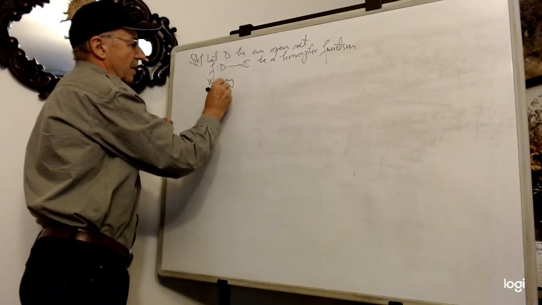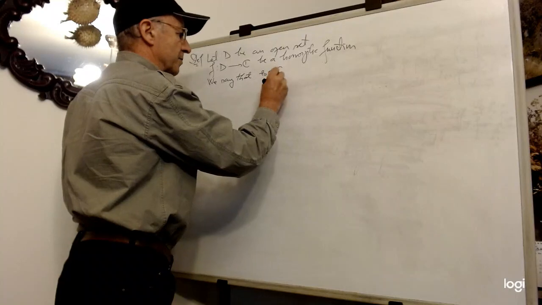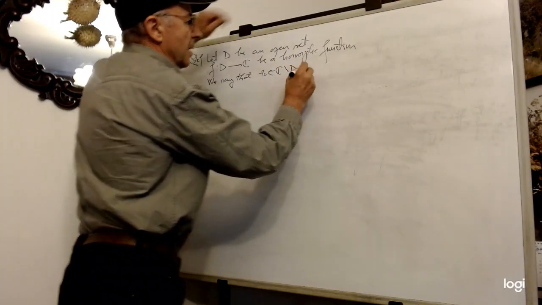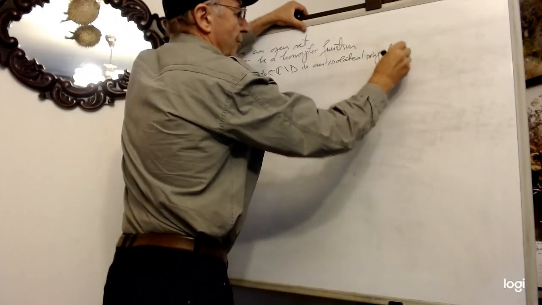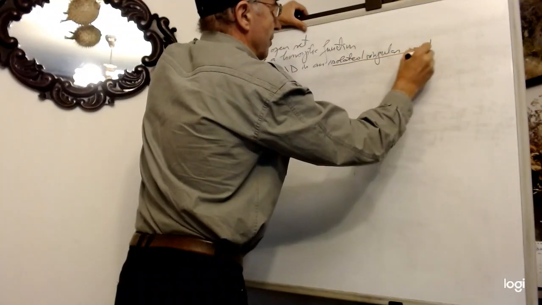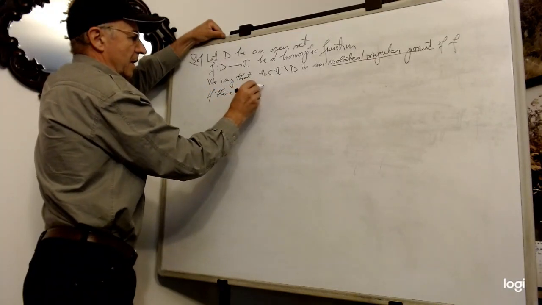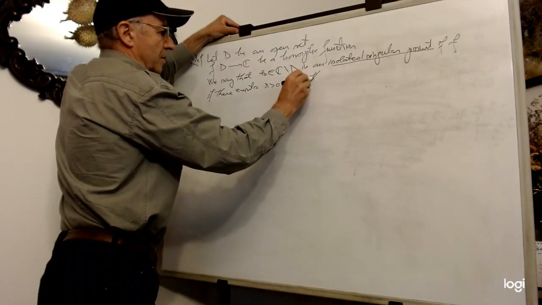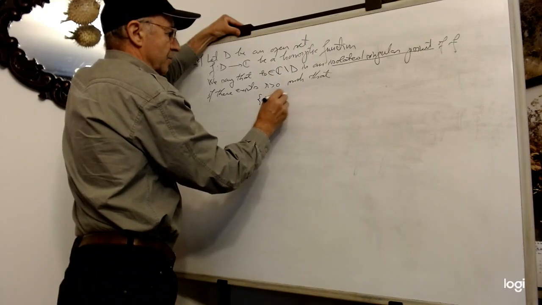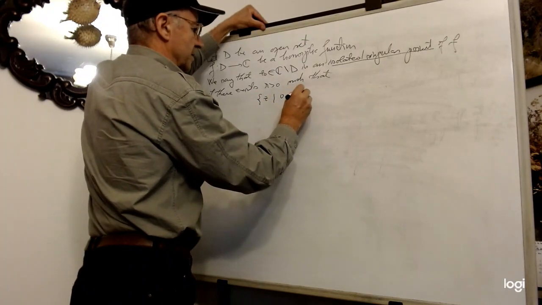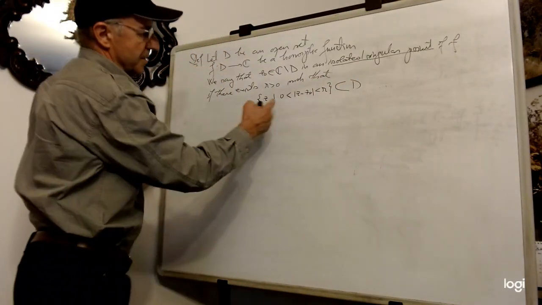We say that a point z0 which does not belong to D, that is in C minus D, is an isolated singular point of f if there exists r greater than 0 such that z with 0 less than modulus of z minus z0 less than r is contained in D. This is a disk without center.